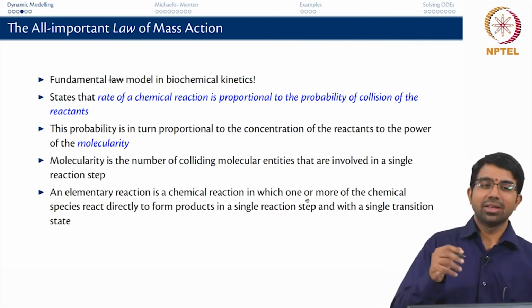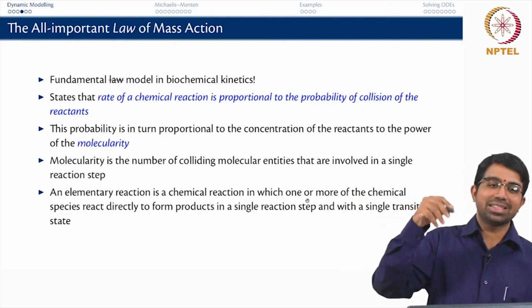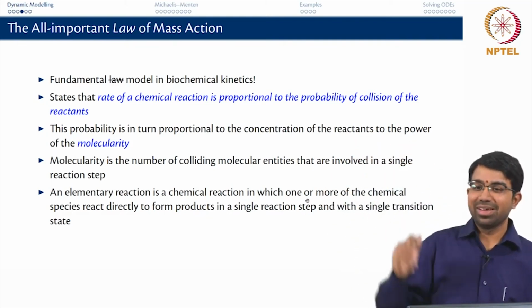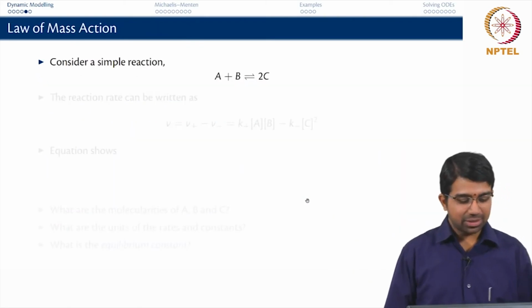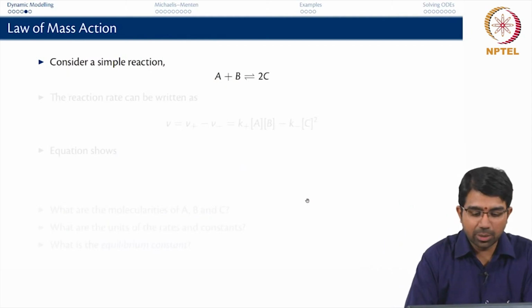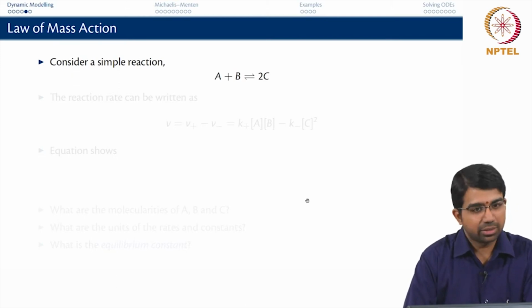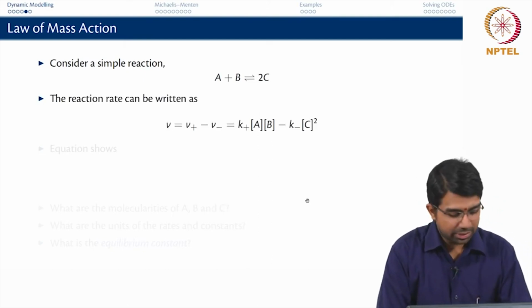Everybody remembers, if I give A plus B giving C plus D, you will immediately say k, [A]^a [B]^b will be the rate of the forward reaction and things like that. So consider this simple reaction. What is the rate of this reaction? What is the rate of the forward reaction? k[A][B], right, and the reverse reaction k'[C]^2. Yeah, k plus and k minus, fair enough.